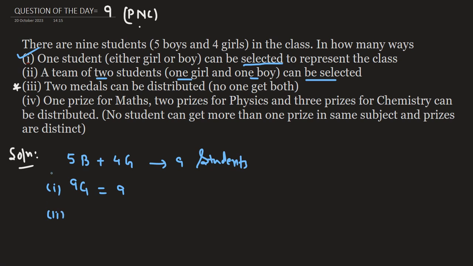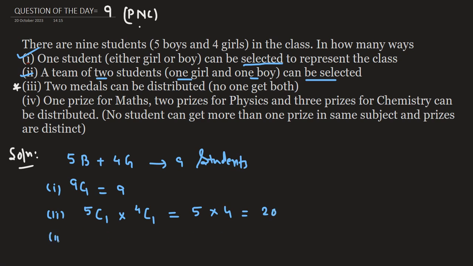Now, a team of 2 students, 1 girl and 1 boy. This time you have to select 2 things, 1 from the girls and 1 from the boys. There are total 5 boys, and out of 5 boys you are going to select any one. There are 4 girls, and out of 4 you are going to select any one. Both selections are independent, so we do the multiplication. The reason is we want 1 boy as well as 1 girl. You know that 5C1 is nothing but 5, and 4C1 is nothing but 4. So the total options you have are 20.